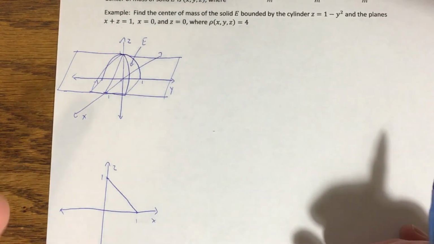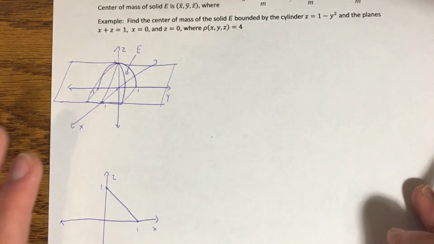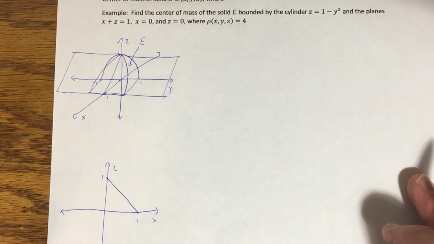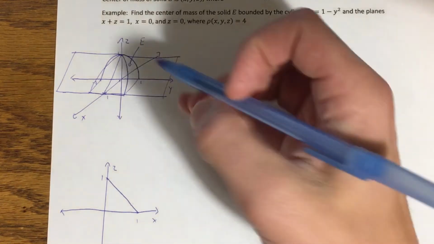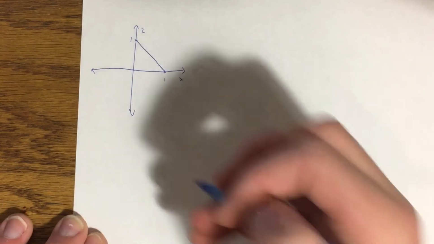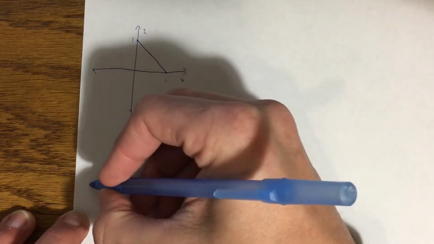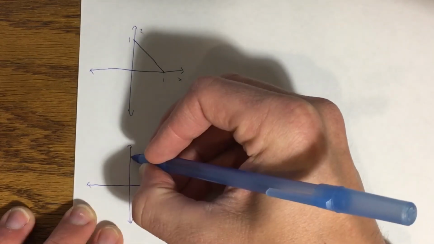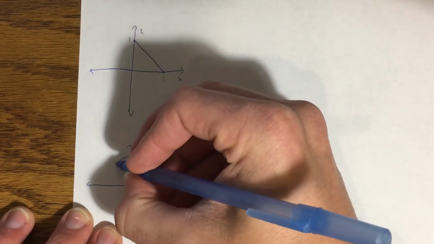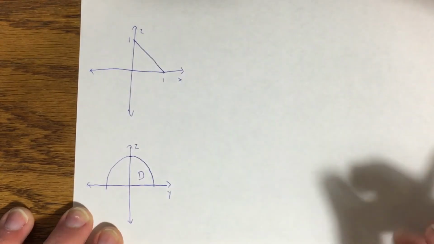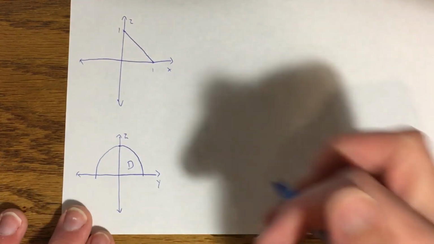Now looking at this, because this is made up of a cylinder that's been cut by a plane, it makes the most sense to project this cylinder onto the yz plane, which is going to give us that parabola. So I'm going to also sketch that parabola here in the yz plane. So that's z and that's y. And that projection is going to be the plane region that we call D.